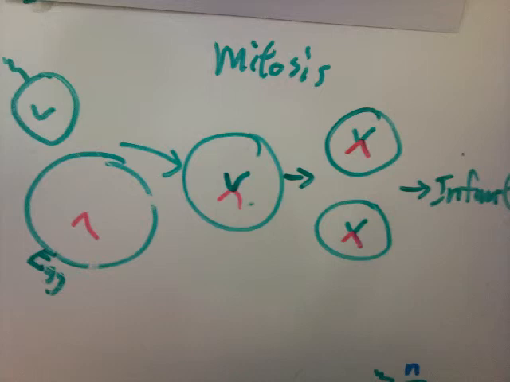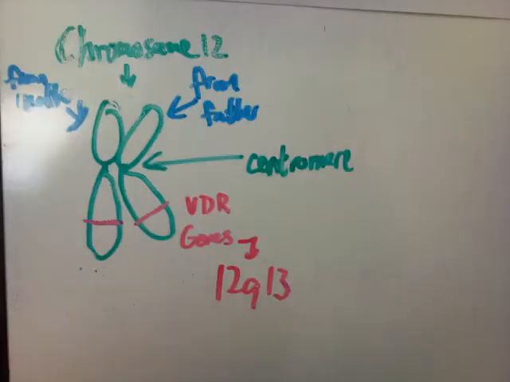If we zoom into this chromosome, we can see that chromosome 12 is right here. One chromatid is from the mother's eggs and one from father's sperm. The VDR gene is located precisely here on 12q13. 12 is the number of the chromosome. Remember, we have 23 chromosomes in total, and this is the 12th one.